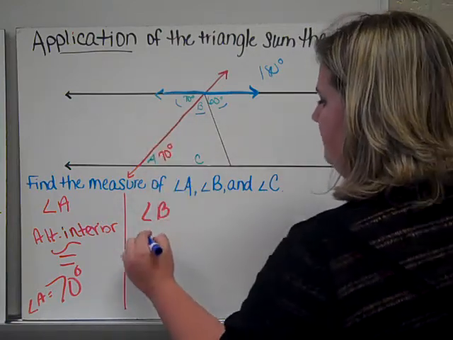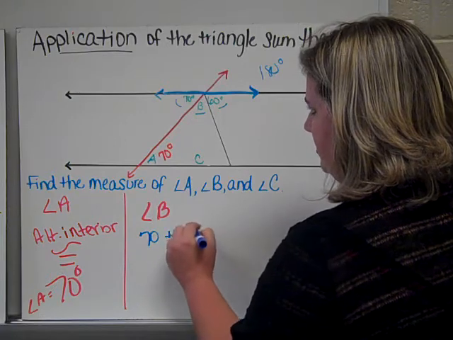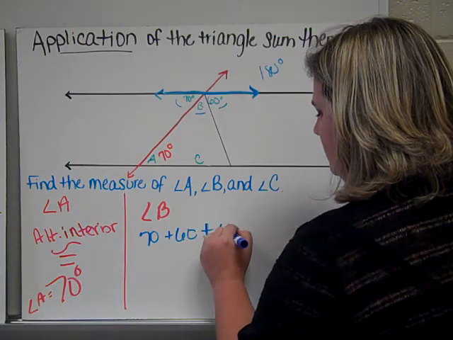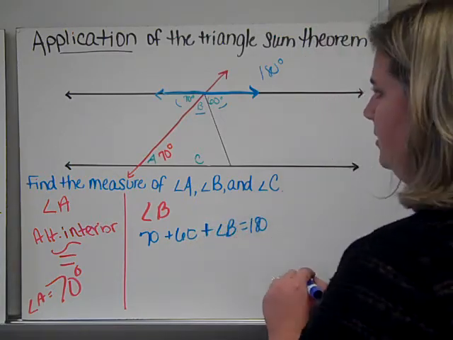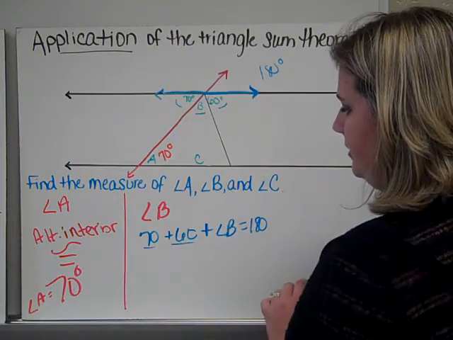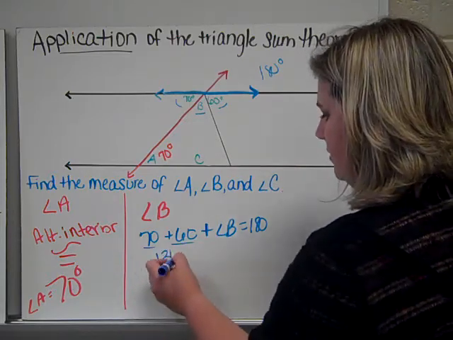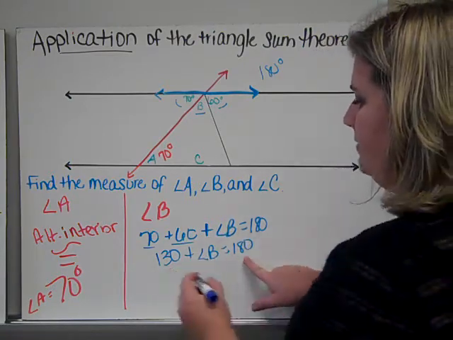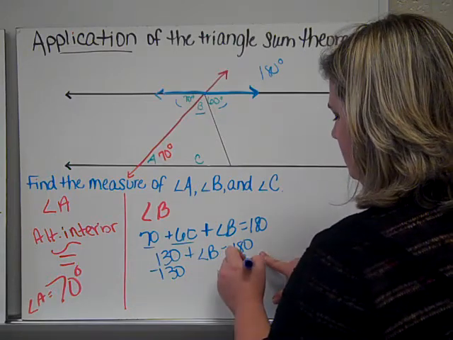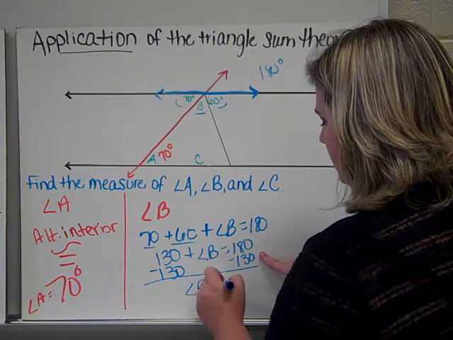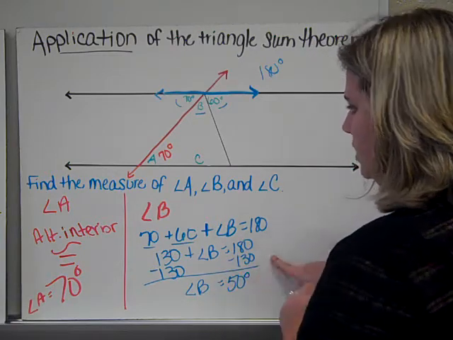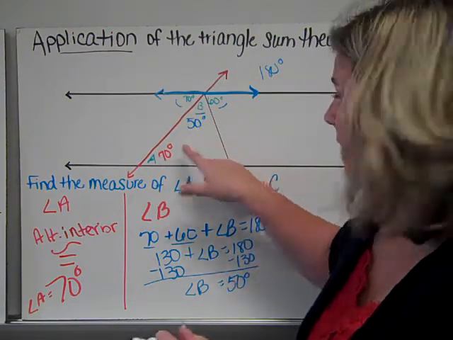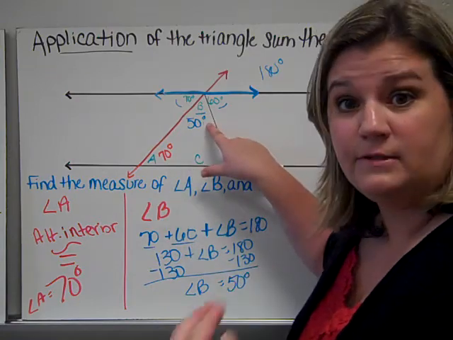So we're going to put that into practice. 70 plus 60 plus angle B equals 180 degrees. So let's add those two angles together and combine our like terms. So 30 plus angle B is 180. Take that away. So angle B is 50 degrees. So now I know that angle A is 70, angle B is 50.